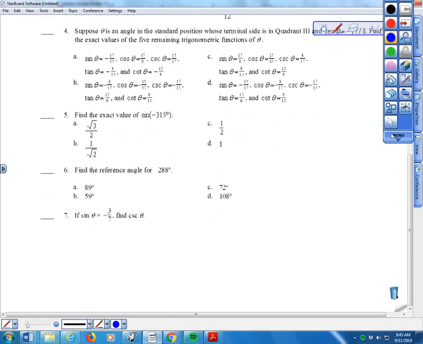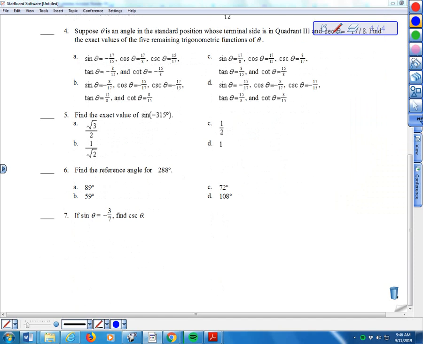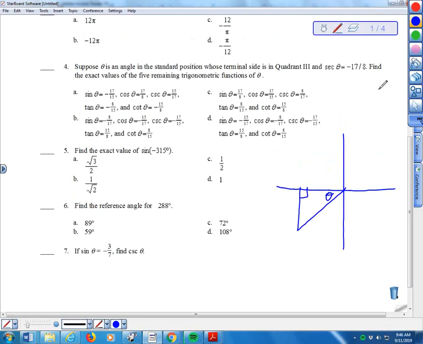Okay. Suppose theta is an angle in the standard position whose terminal side is in quadrant 3. So I'm just going to stop there. Quadrant 3. I always draw back to the horizontal. There's theta. And secant theta is negative 17 over 8. So secant's the inverse of cosine. So that means that cosine would be negative 8 over 17. And there's only one answer that has that. Okay. So you could stop there, I guess. Cosine's negative 8 over 17.